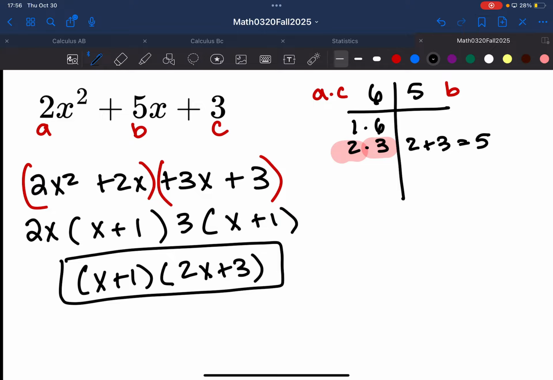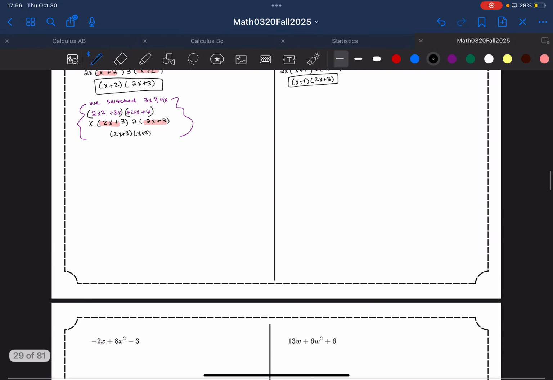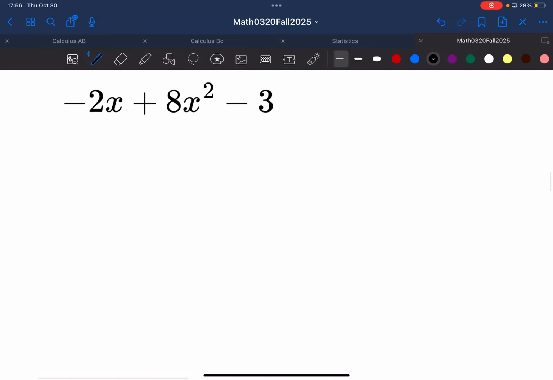Again, this is factor by grouping. Okay. Let's see another one. Then we get an example like this, which means we have to do what first? Switch it around. Is it in the correct order? No, it needs to have the x squared first. So I'm going to make 8x squared minus 2x minus 3. I just had to flip the terms around to make sure x squared came first.